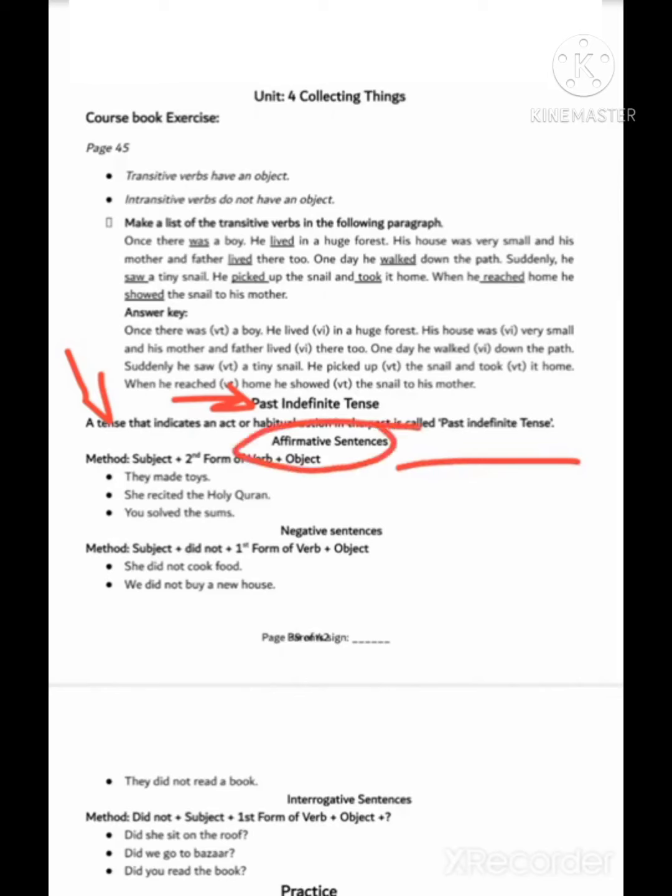For the affirmative sentence, following is the method. First we use the subject, second we add the second form of the verb, and last we add the object. For example, a simple sentence is: they made toys. Here "they" is the subject, "made" is the second form, and "toys" is the object.